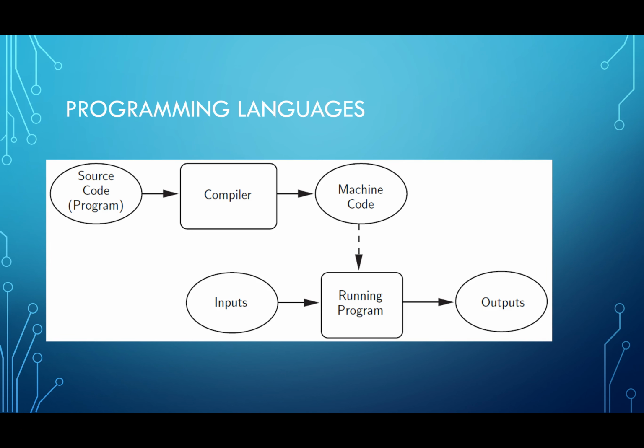So this is kind of a chart where, for a language that uses a compiler, you would write your source code or your program, and you would compile that program. If there are no compile errors, it would get translated into machine code. You would then run your program and enter any inputs. After the program has been run, it would output the information.